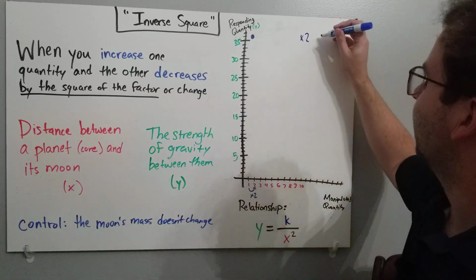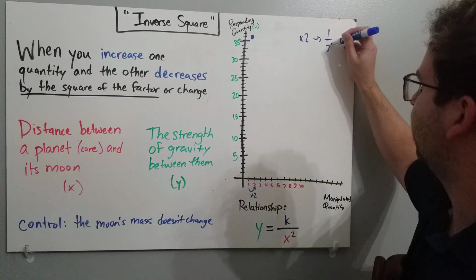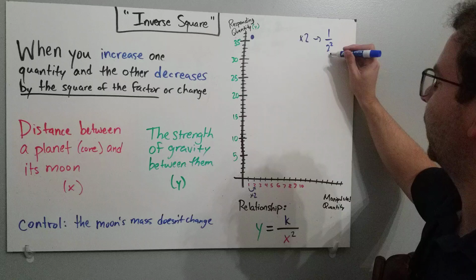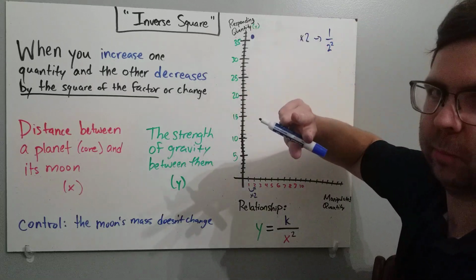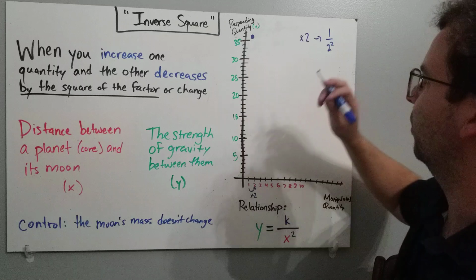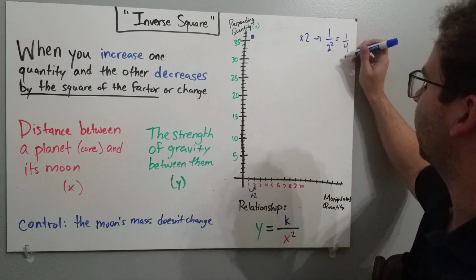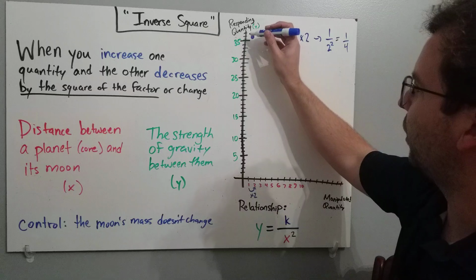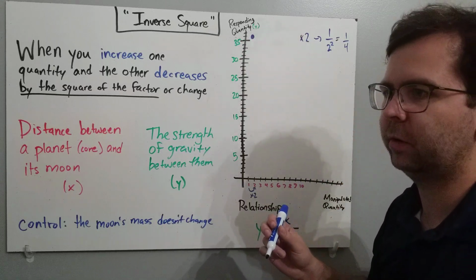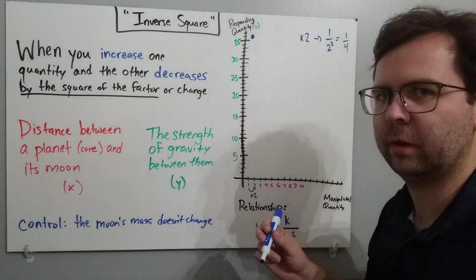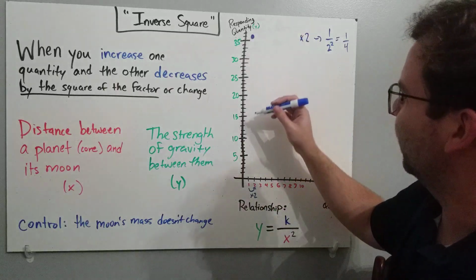So it's going to result in a change of 1 over 2 squared. I'm going to do the inverse and the square. Inverse means I'm going to flip the fraction, make it the denominator, and then square it. So that's going to be a change of 1/4. So 36 divided by 4 is, what is that? 36 divided by 4 is 9. It took me a minute there.